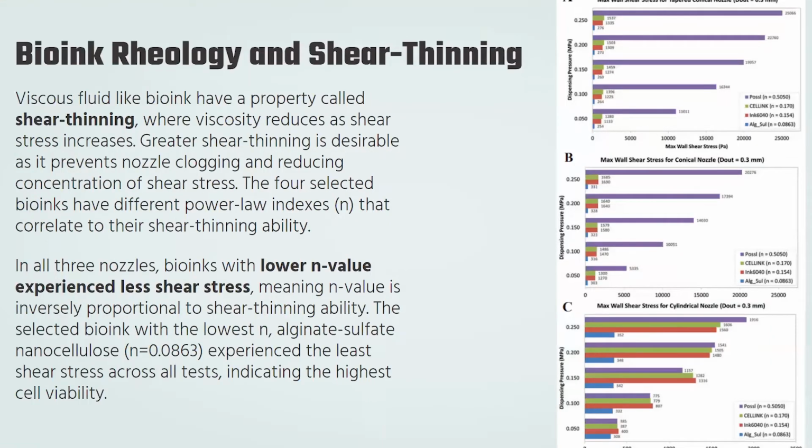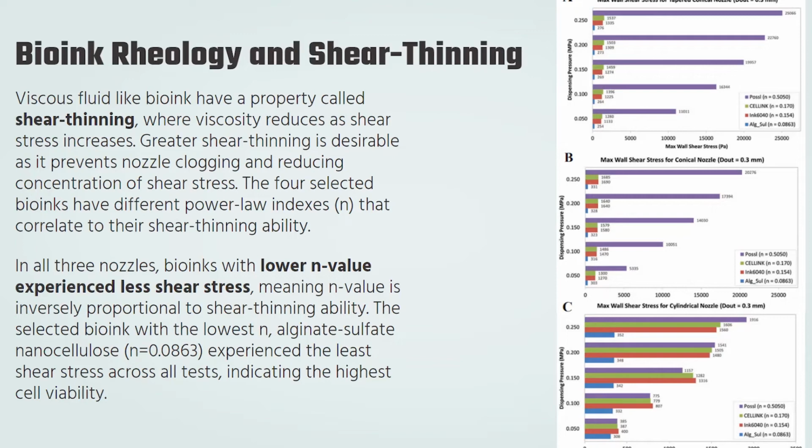Next, we discuss bioink rheology and shear thinning. Viscous fluids like bioink have a property called shear thinning, where viscosity reduces as shear stress increases. Greater shear thinning is desirable as it prevents nozzle clogging and reduces concentration of shear stress. The four selected bioinks have different power law indexes N that correlate to their shear thinning ability.